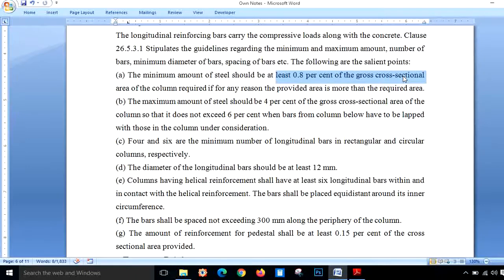230 mm is the width, 450 mm is the depth. So if I multiply 230 into 450 and calculate 0.8% of that, that much area of steel I have to provide as longitudinal reinforcement as a minimum.